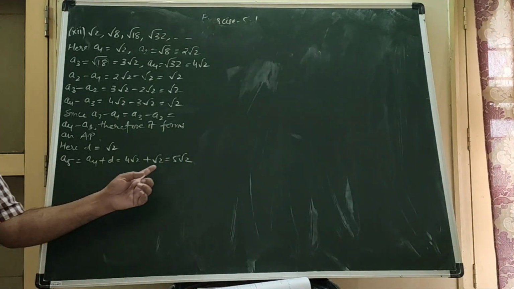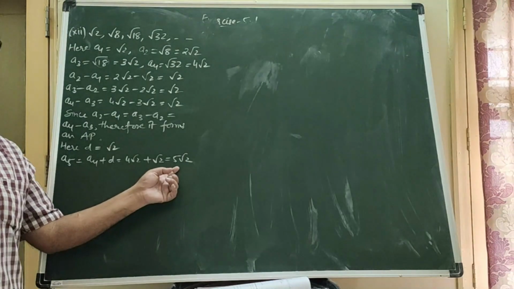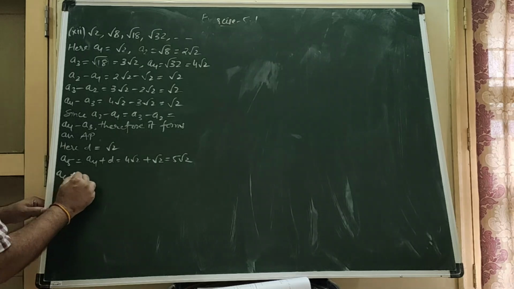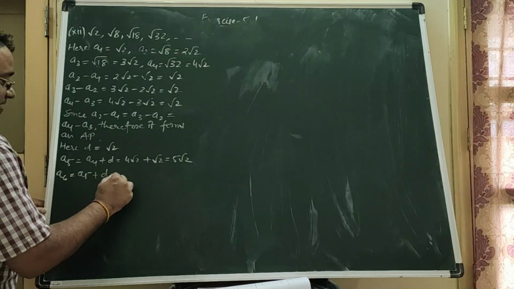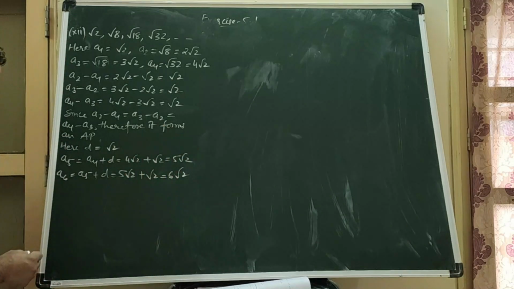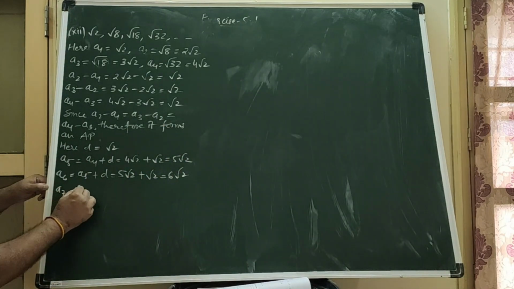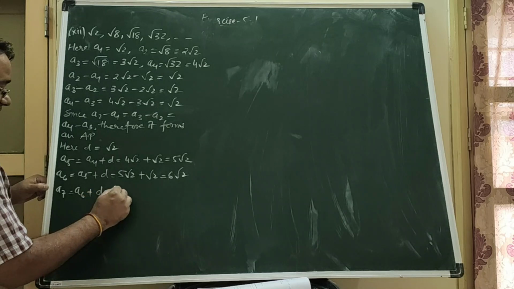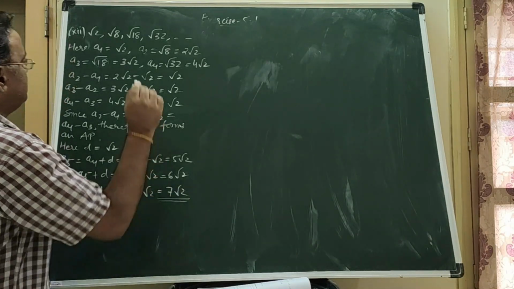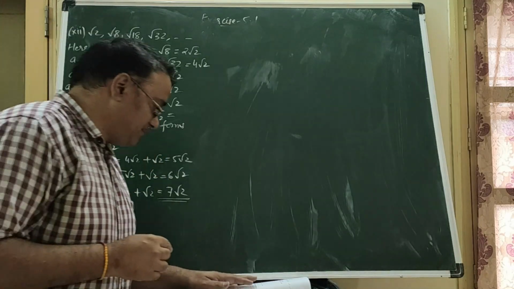Okay. Answer में ये root 50 भी दिया हो सकता है, but root 50 is nothing but this is 5 root 2. And A6, A5 plus D. So 5 root 2 plus root 2 is equal to 6 root 2. Now A7 last, A6 plus D, that is 6 root 2 plus root 2, 7 root 2. Okay, so this is the 12th question.